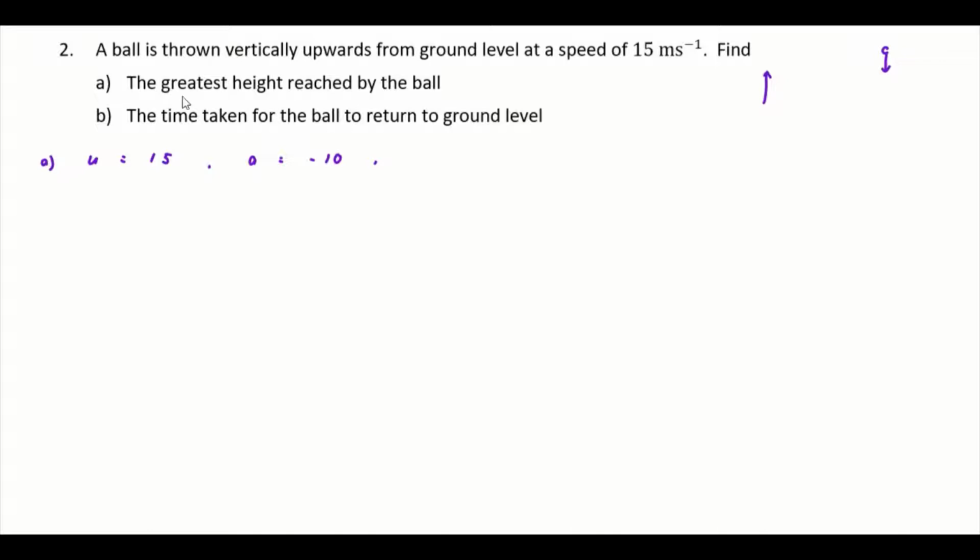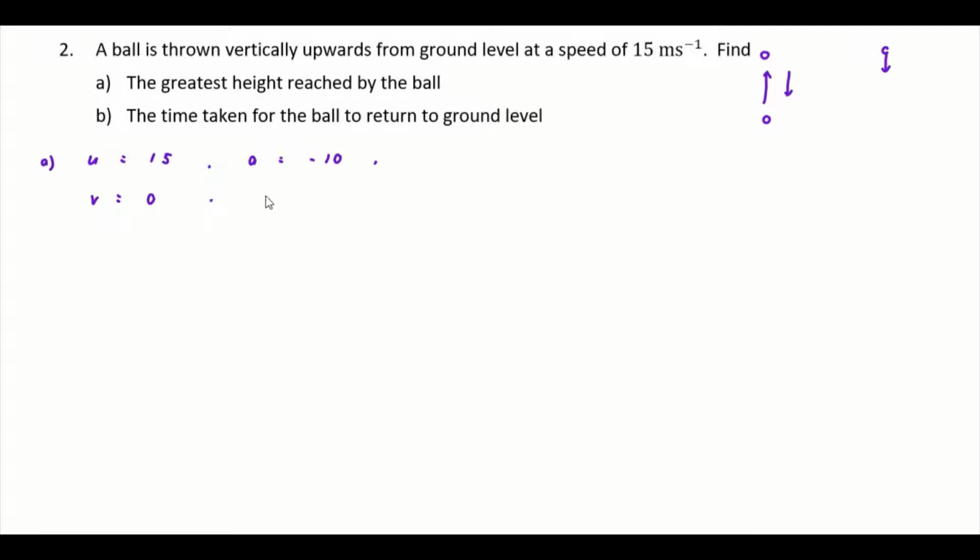The question wants us to find the greatest height, which means when you throw the ball, this is the place of the greatest height. One thing we know about this state is that as long as that's the maximum height reached by the ball, that's the place where the ball changes direction. When the ball changes direction, we will have our final velocity as 0. I hope that you still remember this idea from lesson 1.